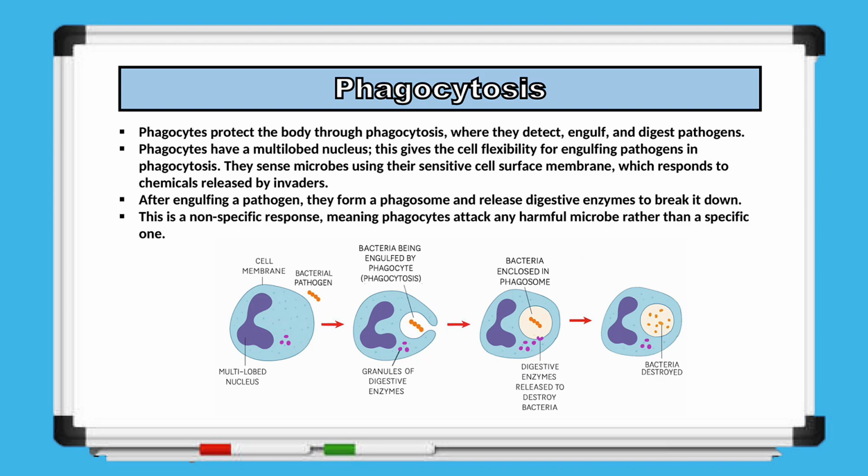This process is part of a non-specific immune response, meaning phagocytes respond to any harmful microbe rather than targeting one specific pathogen. As seen in the diagram, phagocytosis begins when a phagocyte encounters a bacterial pathogen, recognizing it as a foreign invader. During engulfment, the phagocyte's membrane wraps around the bacterium, pulling it inside the cell. The bacterium is then enclosed in a phagosome, where digestive enzymes are released to break it down. Finally, the bacterium is destroyed, effectively removing the threat and protecting the body.